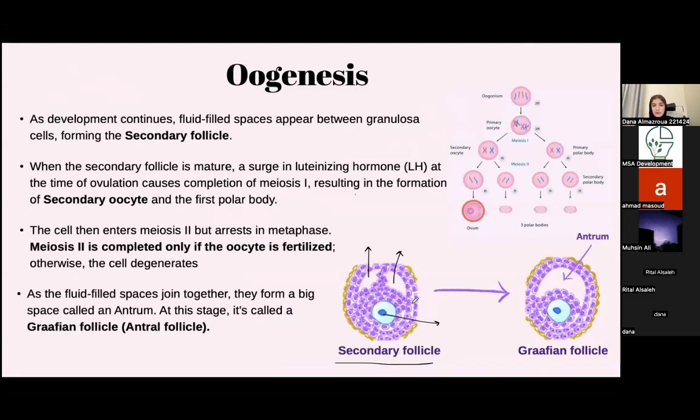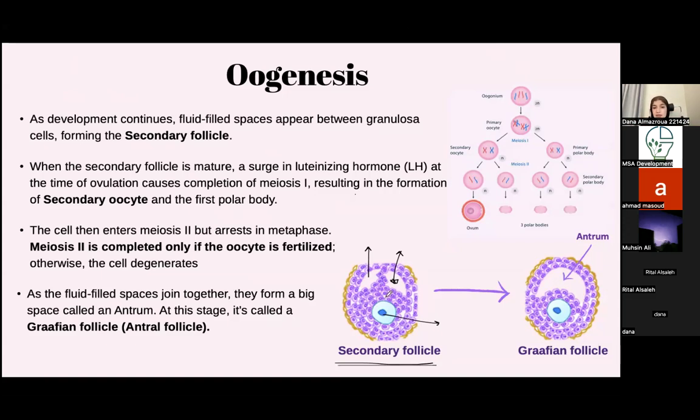Okay. So when you start seeing these fluid-filled spaces in between the follicular cells, now we call it a secondary follicle. So that's the hallmark. The oocyte is still a primary oocyte stuck at prophase 1. So far, no ovulation has happened, nothing. The follicles are just maturing, okay?